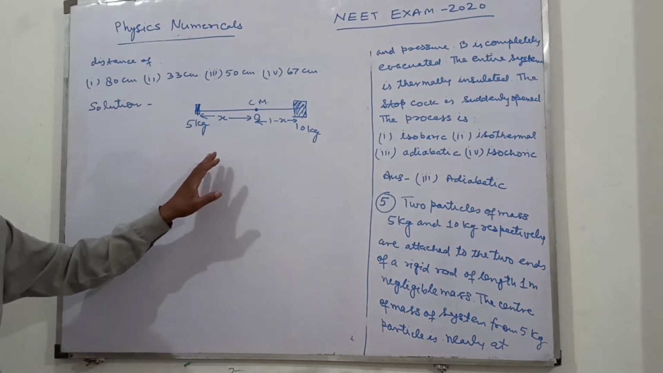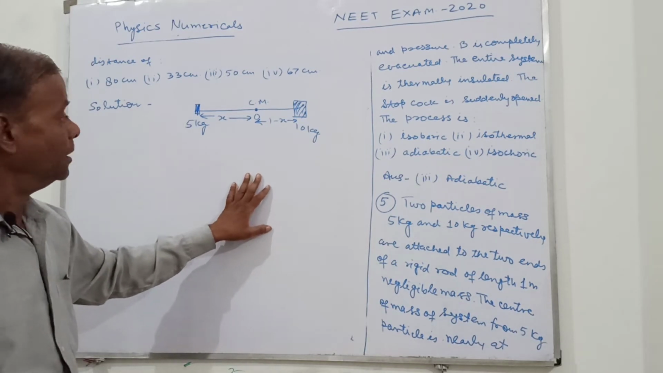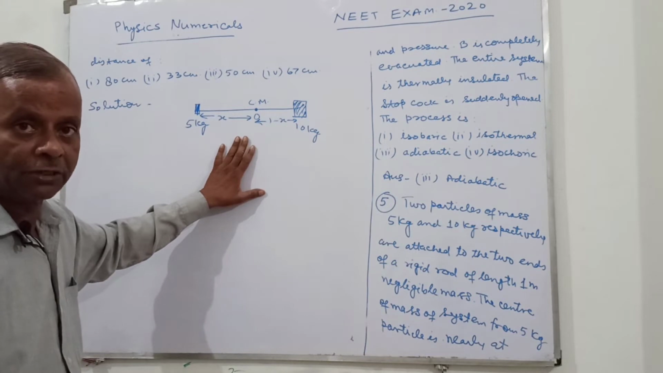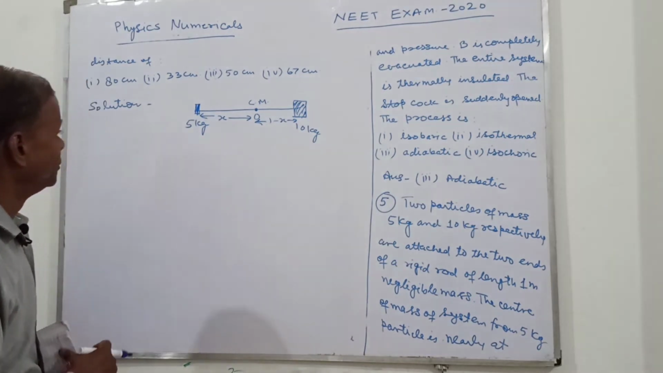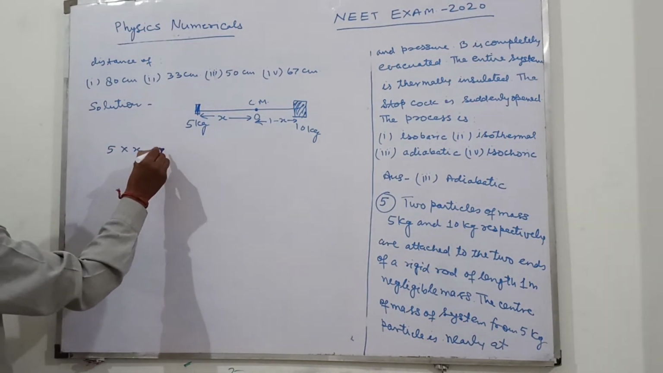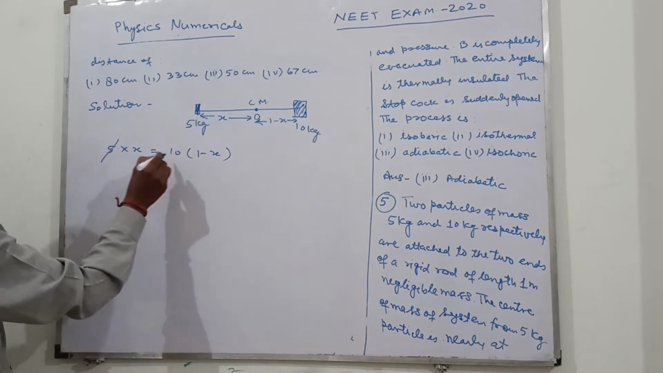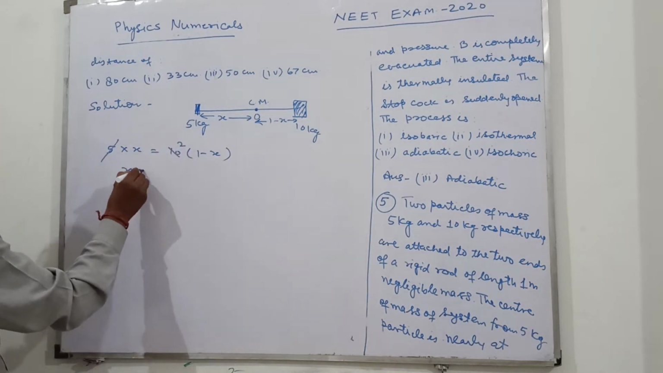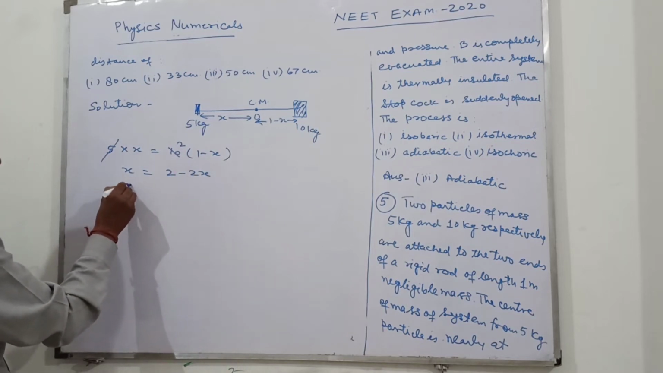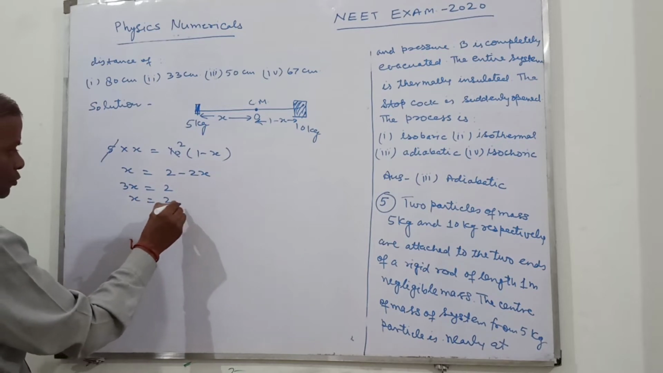This is the definition for a rigid body, where the moment of mass is 0 about the origin. So we will have 5 into x equal to 10 into 1 minus x. This 5 will cancel by the 2, so x equal to 2 minus 2x. This is now 3x equal to 2, so x equal to 2 by 3.